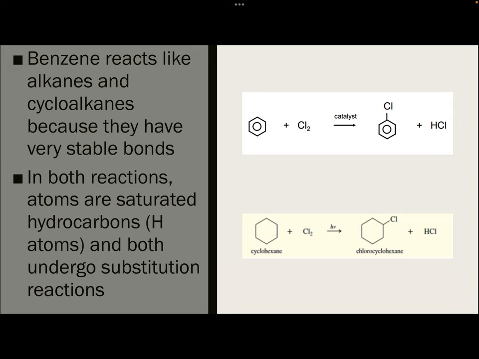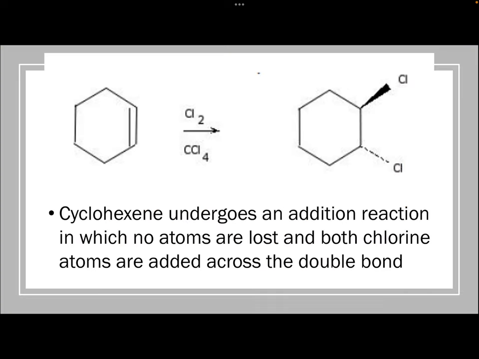It does react like alkanes and cycloalkanes in similar ways because it does have very stable bonds. But as we know, with alkenes, it's not as stable. So with alkanes, it is very similar because of the stable bonds. And in both reactions, the compounds are going to be seen as saturated hydrocarbons, and both undergo substitution reactions. So you can see here the byproducts: not only is our benzene with our chlorine attached to it, but we have HCl also as a byproduct.